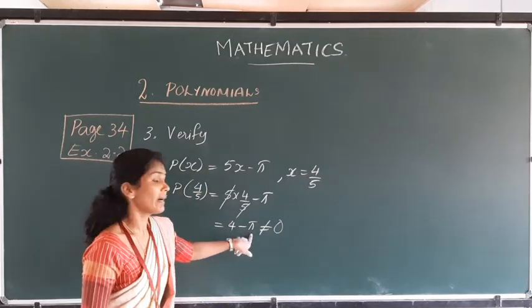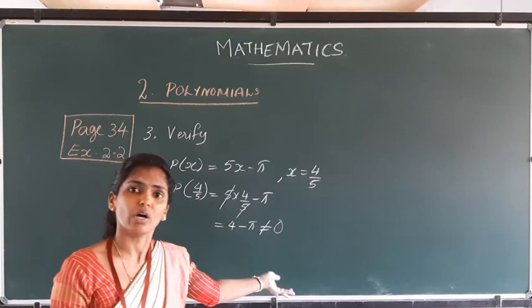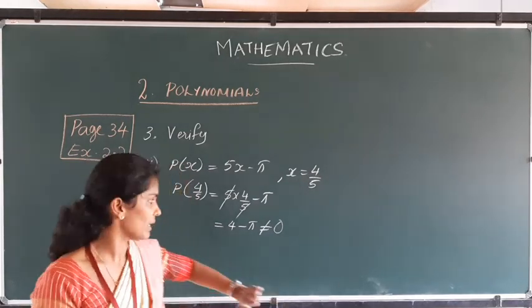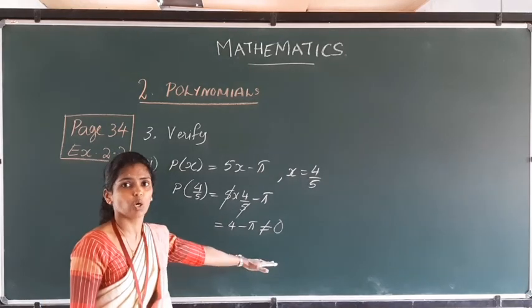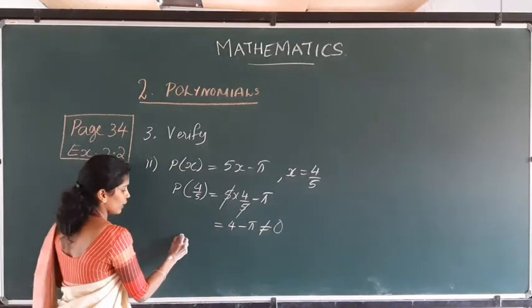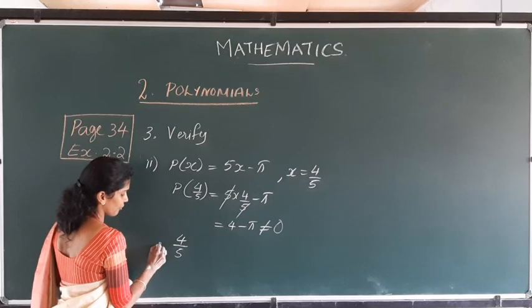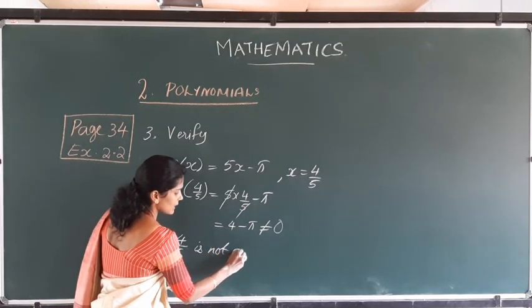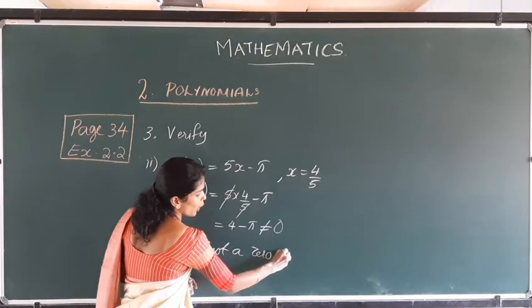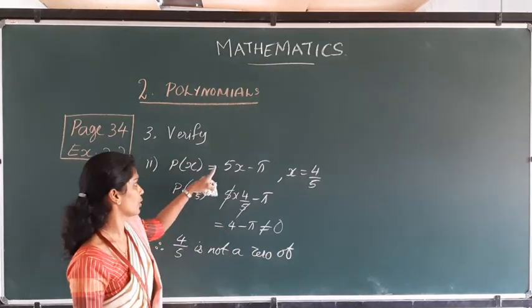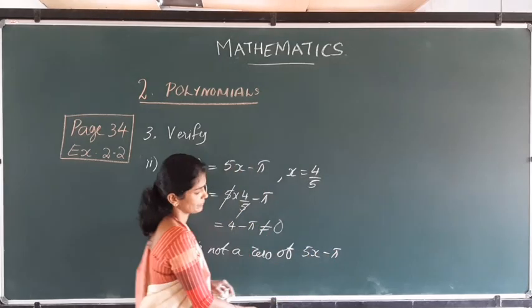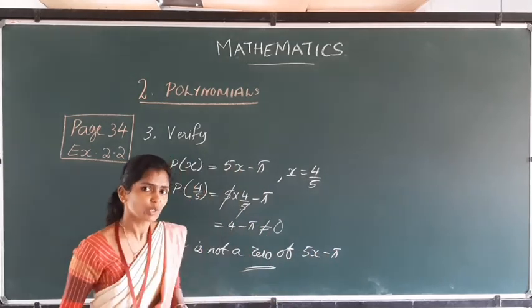Why? Pi is a constant. We know the approximate value of pi is 3.14. That means this will never become a 0. That means 4 by 5. Therefore 4 by 5 is not a 0 of the given polynomial 5x minus 5. I think you got the idea.